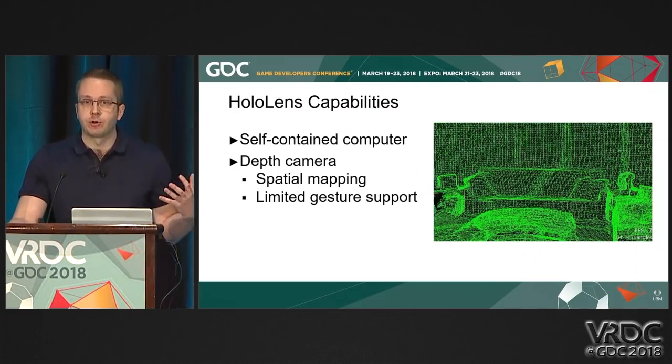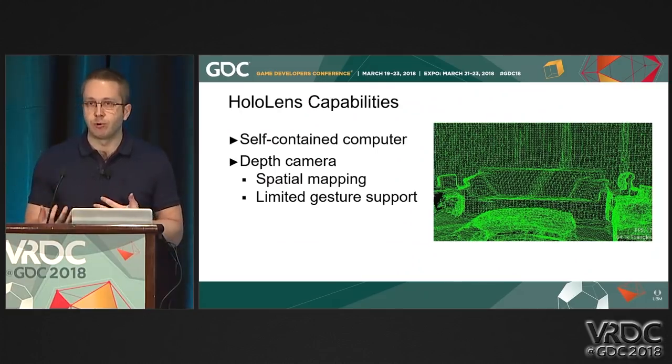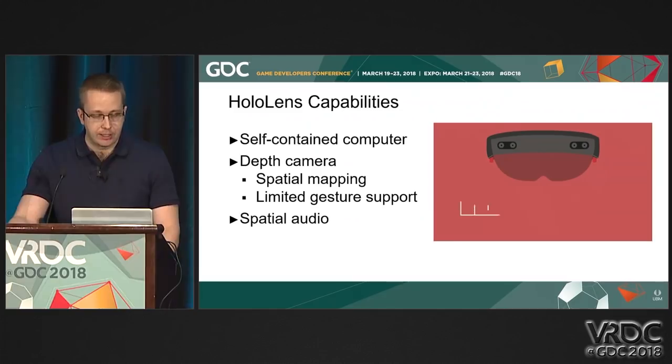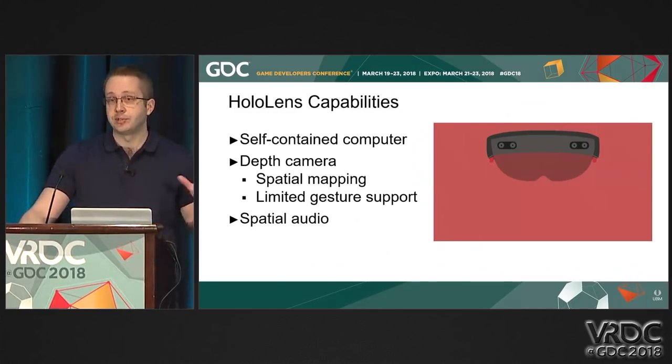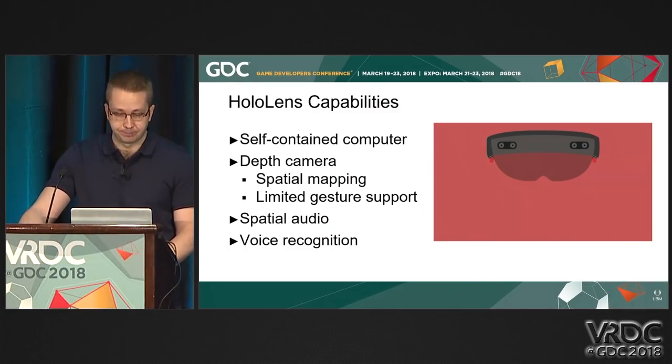It has a depth camera for acquiring the geometry of the environment that you're in, as well as detecting hand gestures. Now, gesture support is very limited. It's not like a Leap Motion device. That's why you won't really see a lot of hand stuff going on in my demos. It has excellent spatial audio capability that's often overlooked. It can do 3D positional audio very convincingly, and it has voice recognition.